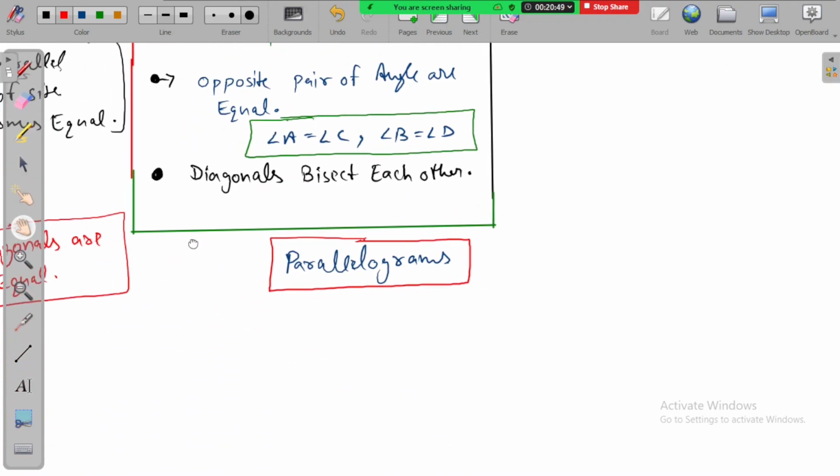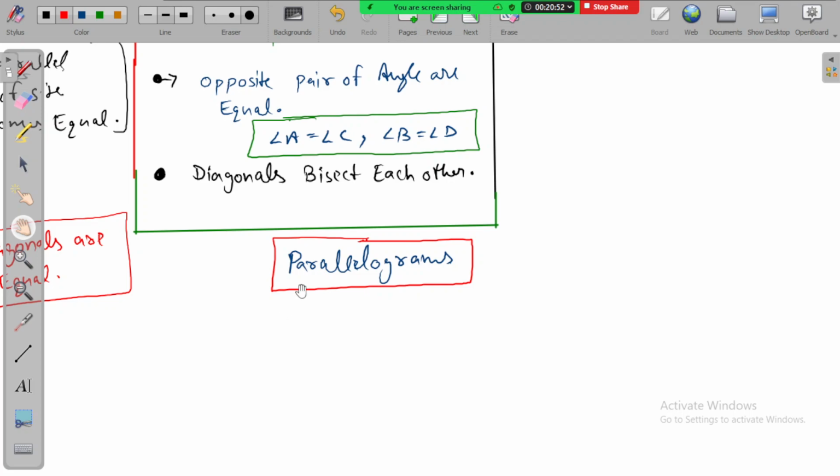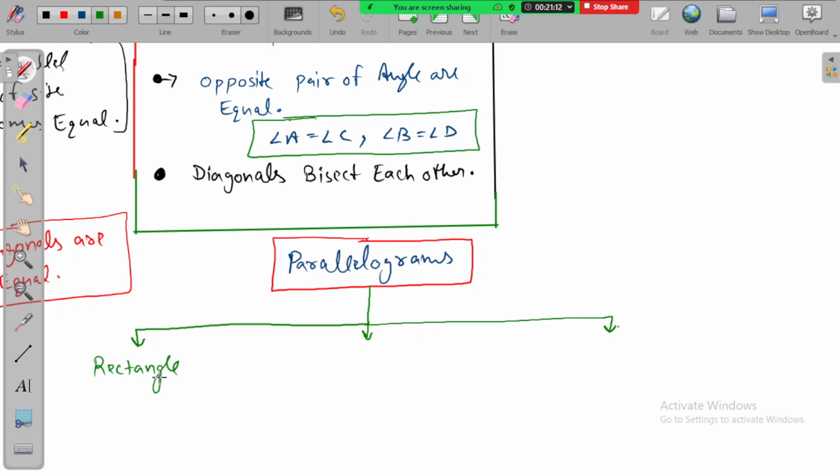Now if we add a few more properties to the properties of a parallelogram, then you will get three different shapes. So what are the names of the three different shapes? Are you aware of them? Rectangle, rhombus, and then in the middle you can say a square. Get it? Okay, what's the rectangle property we have?